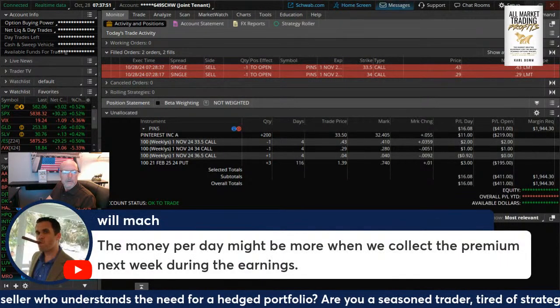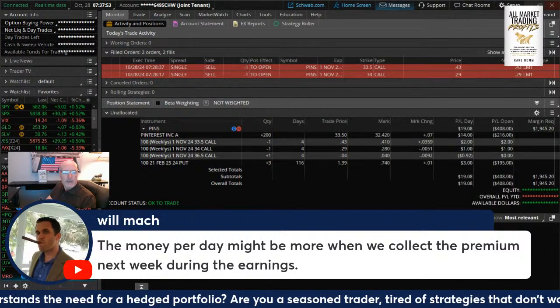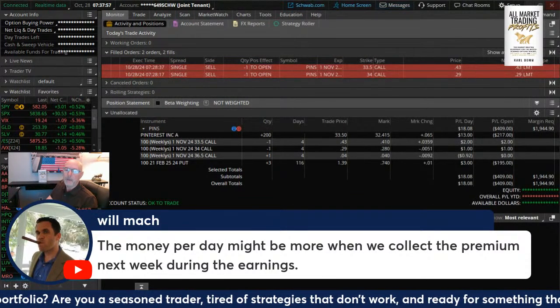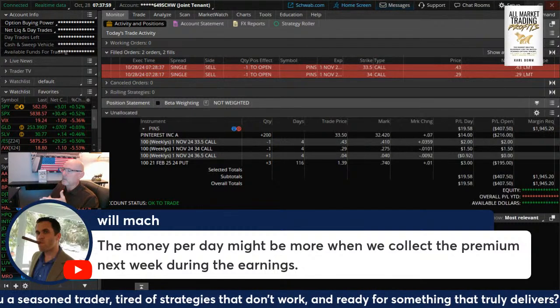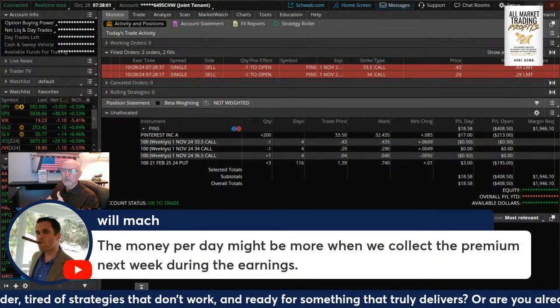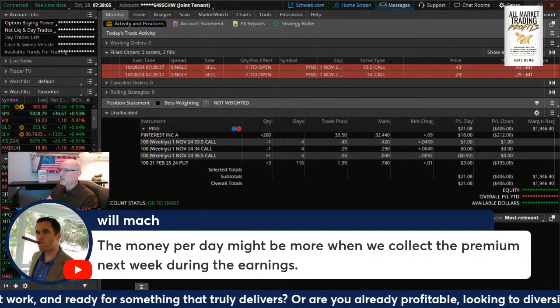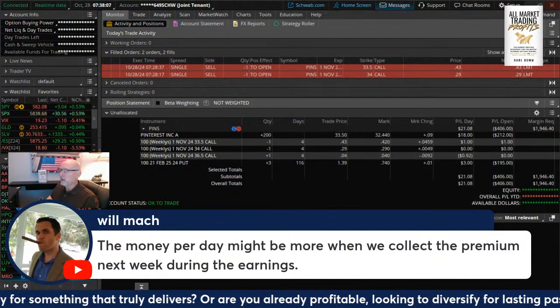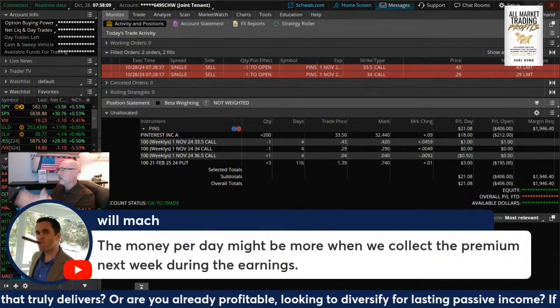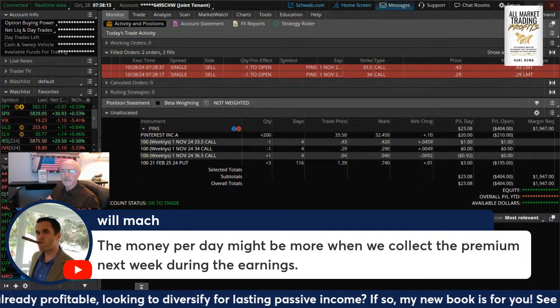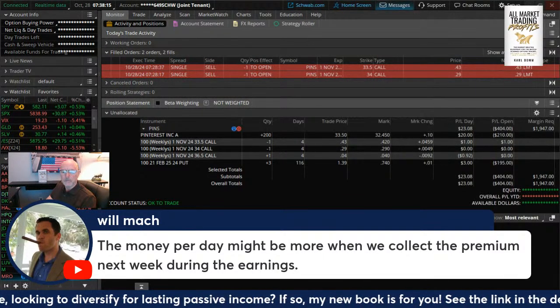And Will, the money per day might be more when we collect the premium next week. Correct. Yeah, it might be. It just depends, I think, on where PINS goes. If it stays where it's at, we'll probably come out ahead. If it goes higher, I'll get called away. But either way, you just don't know. You just don't know what's going to happen.